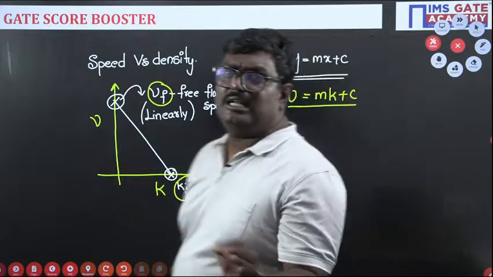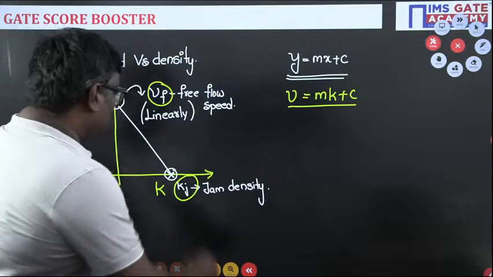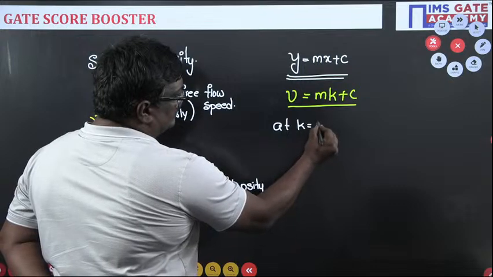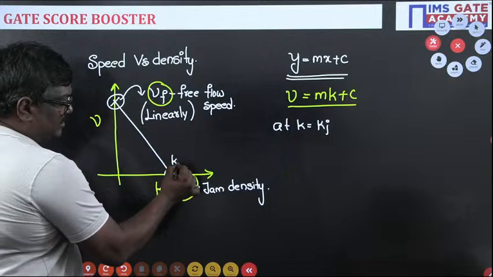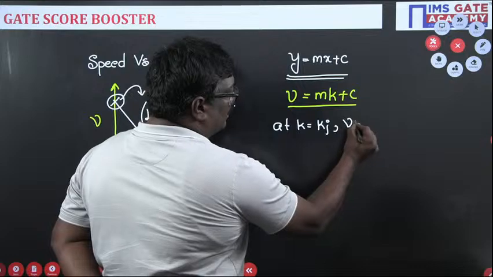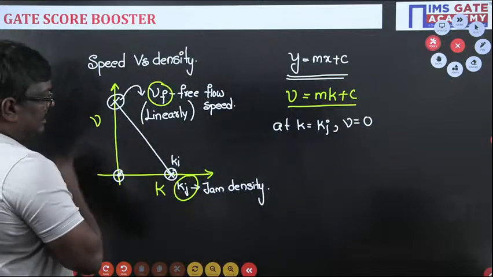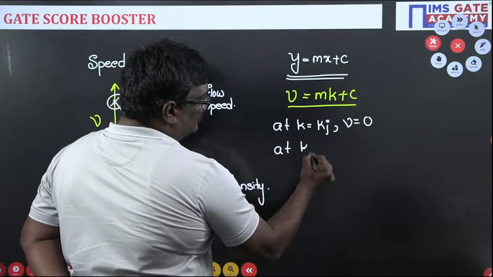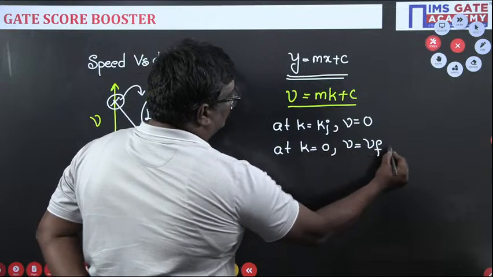Sir, this is the basic mathematics approach for a straight line equation. Now see students, at k is equal to kj, what is the velocity here? Velocity is nothing but 0. At k is equal to kj, velocity is 0. Now, at k is equal to 0, v is equal to vf. Okay.